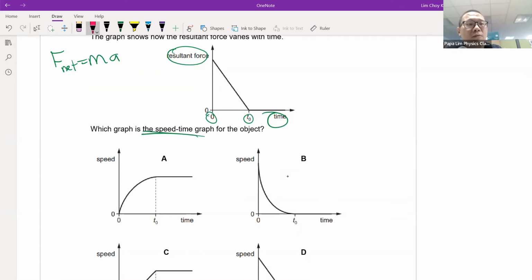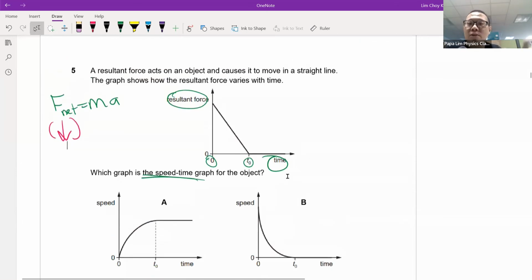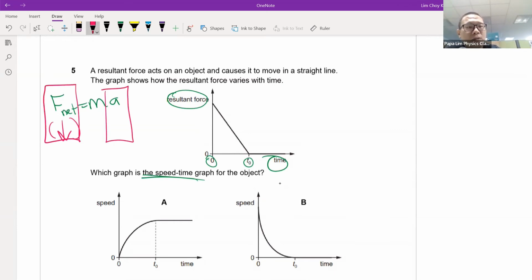Based on the question, the resultant force is actually decreasing. If the resultant force is decreasing and it is the same object, I can safely say that the mass is constant. So if the resultant force is reducing, I can also comment that the acceleration will also be decreasing in the same direction.